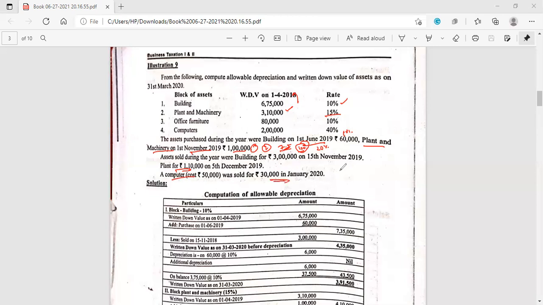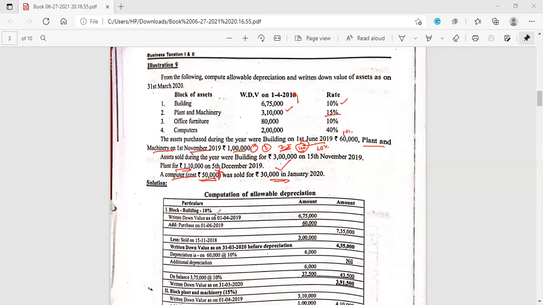Here, as I have already said, the cost we must ignore. We are not bothered about cost. What is important is the selling price. Fine. Now we'll solve this problem one by one.